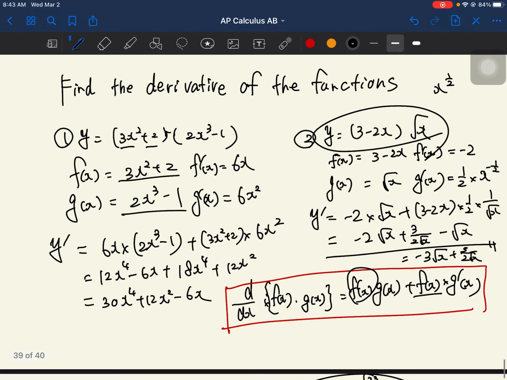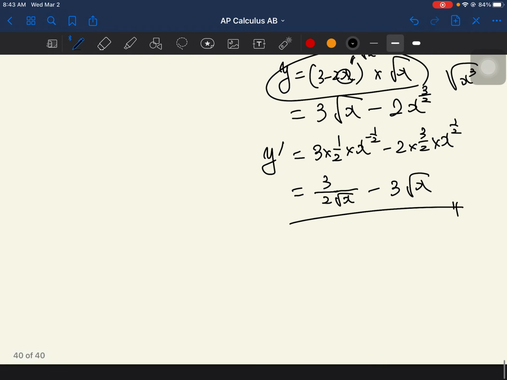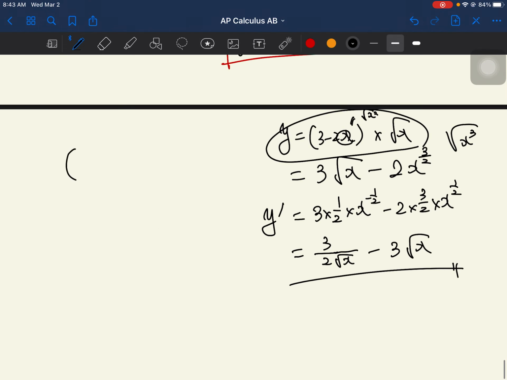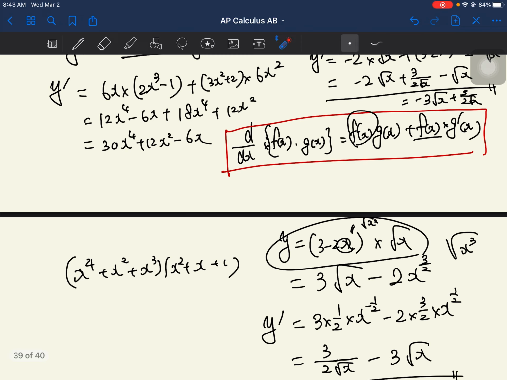That's it. In this case, just expanding might be easier than using the product rule, but in some cases, for example, if you have a function like this one, it's obviously easier to use the product rule, so it's up to you. But it's better to remember this equation, the product rule.